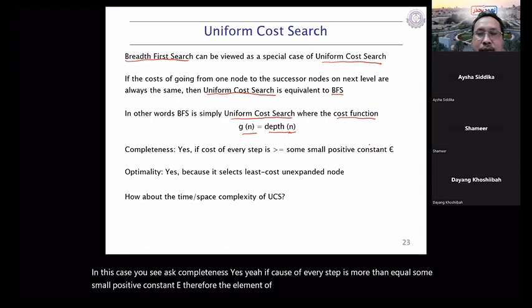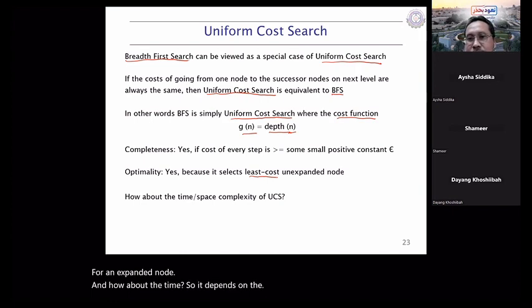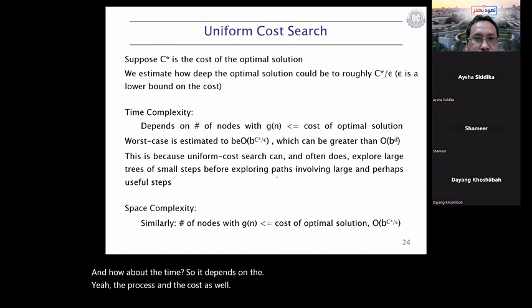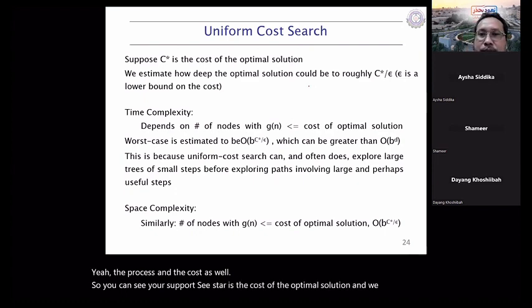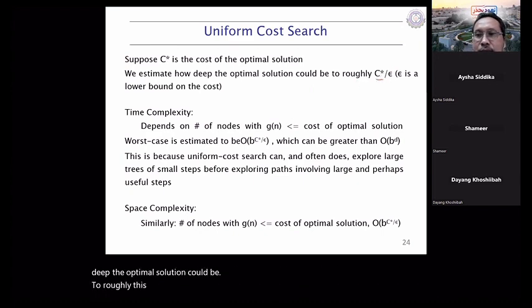And optimality is yes, because it selects the least cost unexpanded node. And how about the time? It depends on the path and the cost as well. Suppose C star is the cost of the optimal solution, and we estimate how deep the optimal solution could be by roughly C star divided by epsilon, where epsilon is the lower bound on the cost of each step.